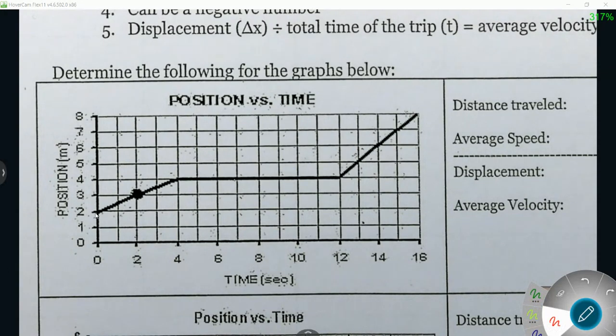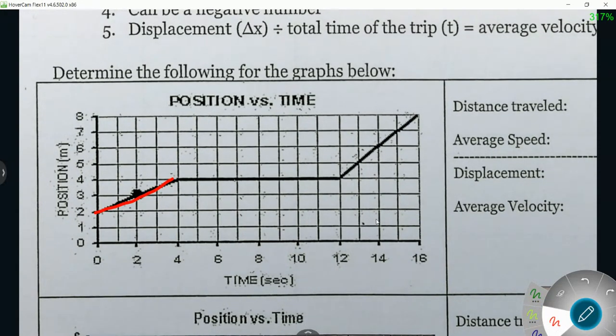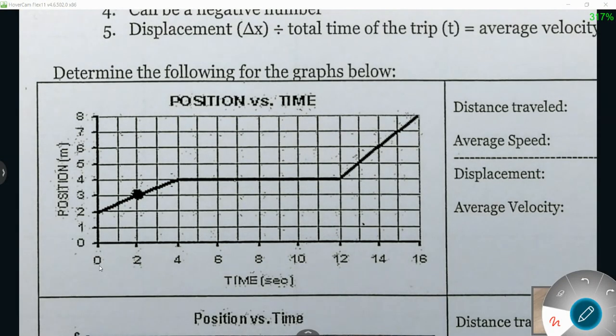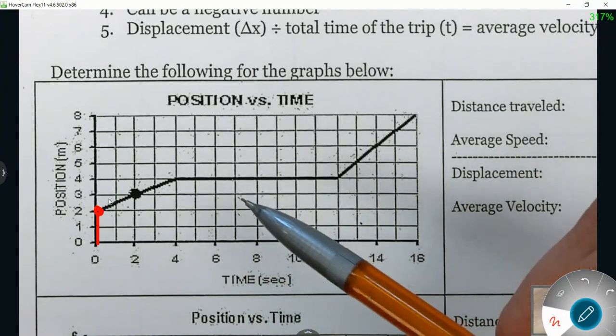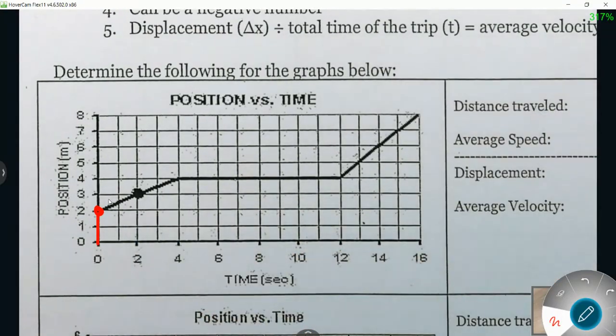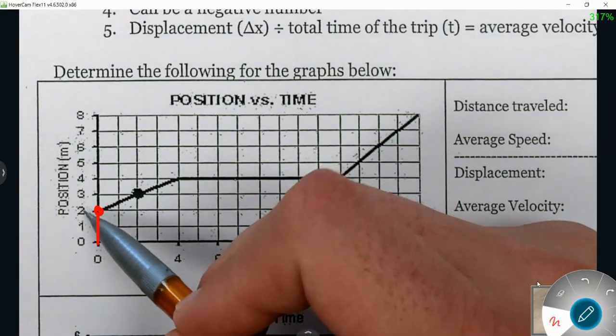So first line segment, this guy. Where are you starting? How do I know? I go to 0, I go up until I hit the line, right here at that little dot. Now go all the way to the y-axis, all the way to the left. Where are you? What number? Say it. 2. Okay, so right here I'm at 2.